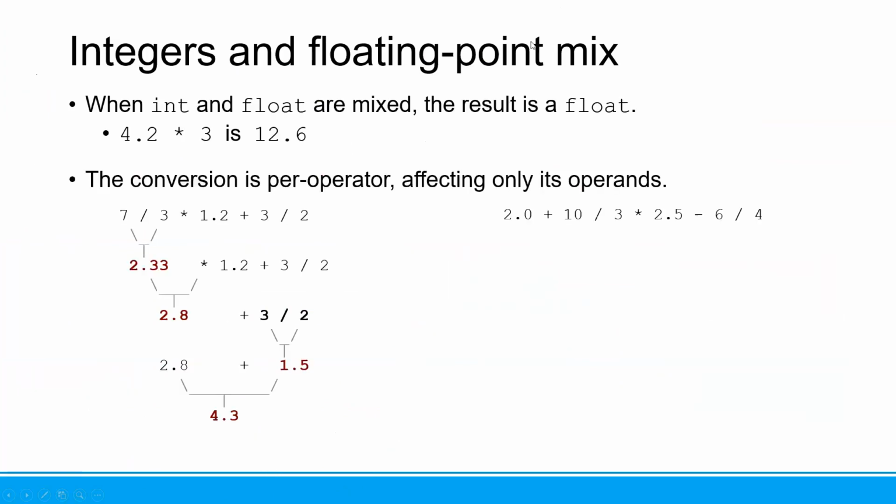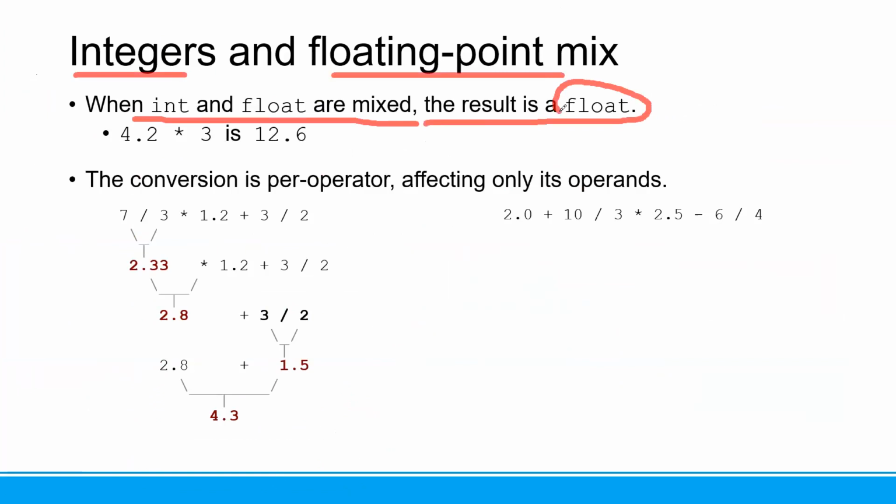What if the value is mixed between integers and floating point? When it is mixed, then the result will be float. 4.2 multiplied by 6 will be 12.6.